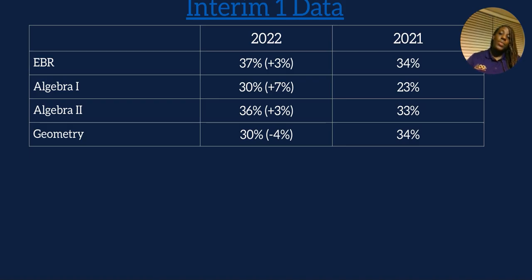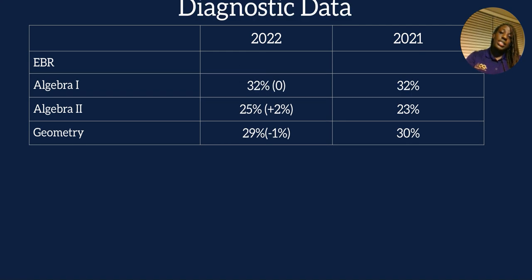So I will be utilizing the interim 1 data to drive my Math Nation document, or my EBR Math Nation document. So this is the overall data for EBR from 2021 and 2022. So this is from all the schools combined. And this is also our diagnostic data.